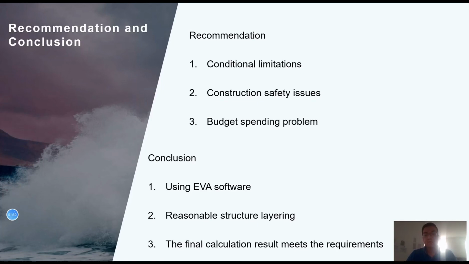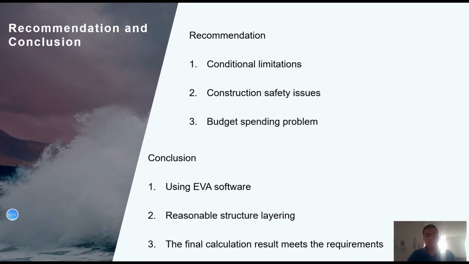According to the observation of the data of the past 10 years, it can be found that the wave height of the sea wave will change differently in different years. For construction safety, it needs to pay attention to the construction environment on site. Third, the budget spending problem. Because this project was done for the first time, the cost was not considered in the design. So saving the budget is an aspect that needs attention.